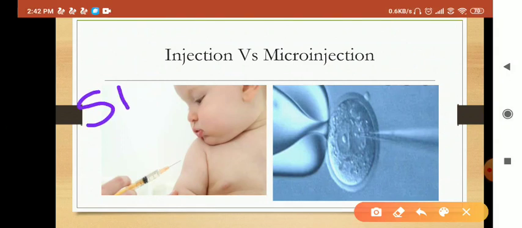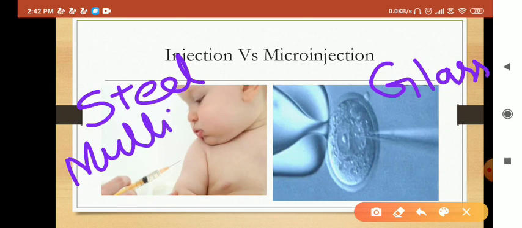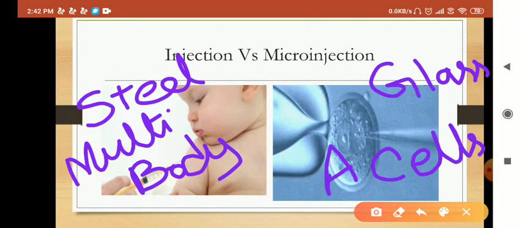In the injection, we use a steel injection. In microinjection, we use a glass micropipette as injection. In injection, multicellular organisms are given injection in their body. And in microinjection, injections are given to the cell. To be more precise, a single cell is injected.